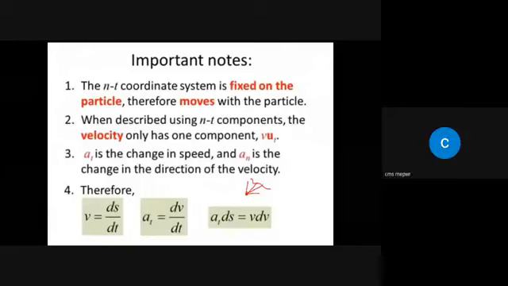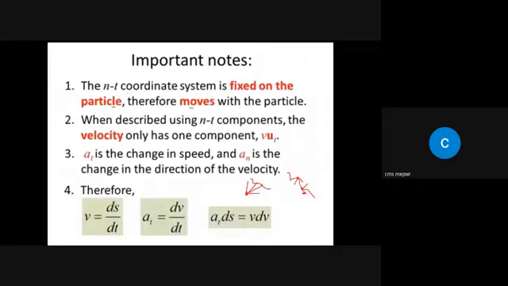If you are having the n-t coordinate system, and you want to find out the position of the particle at this instant, we don't have any fixed origin. Rather, we will set our origin at the particle's position. This one will be our t component, and this one will be our n component. So in this case, the origin is fixed on the particle, and when the particle moves, the origin also moves with it. Is it clear? The n-t coordinate system is fixed on the particle, therefore it moves with the particle.